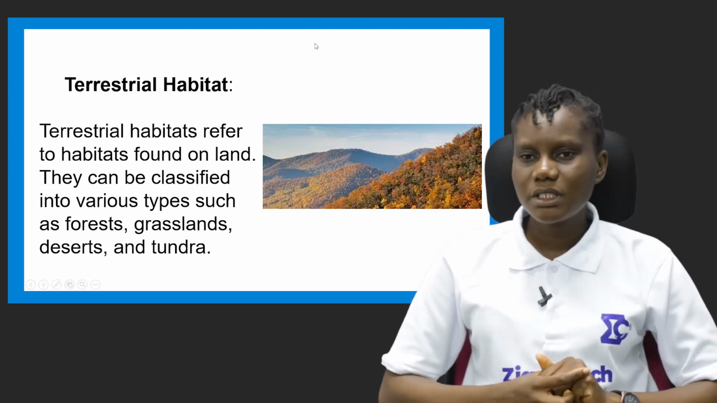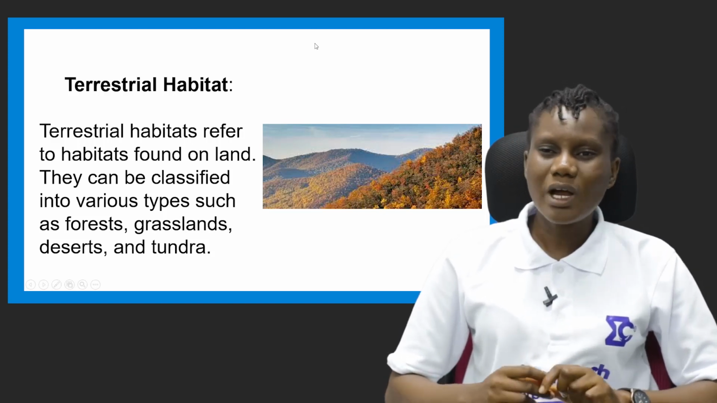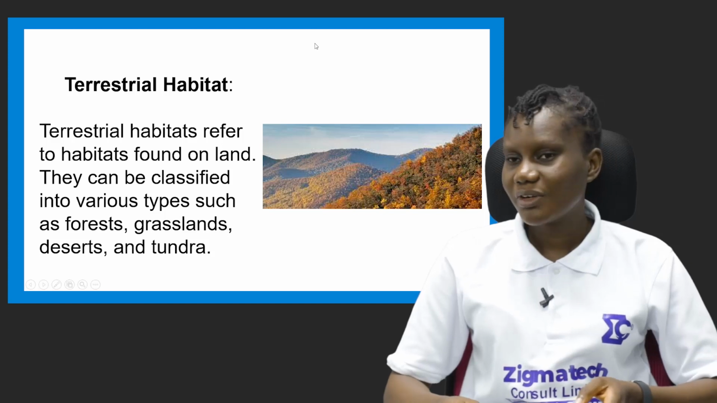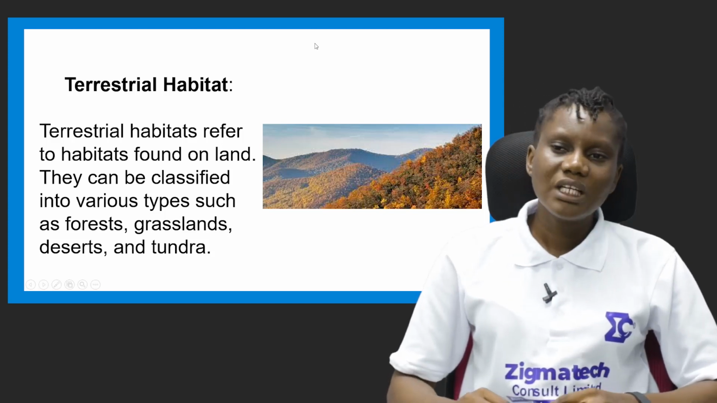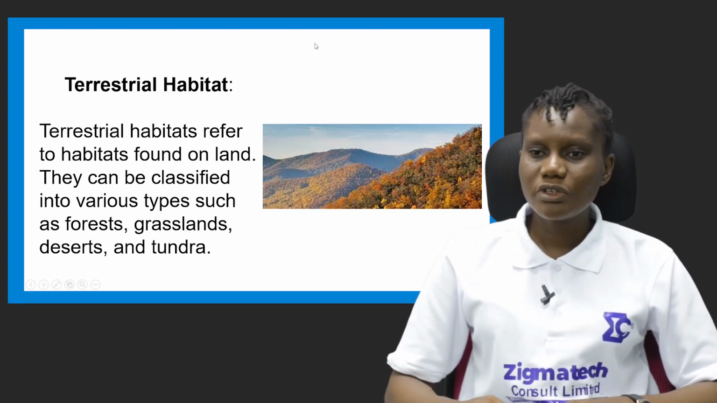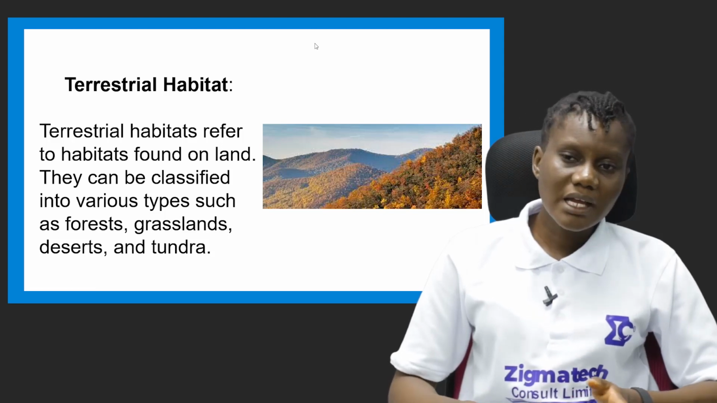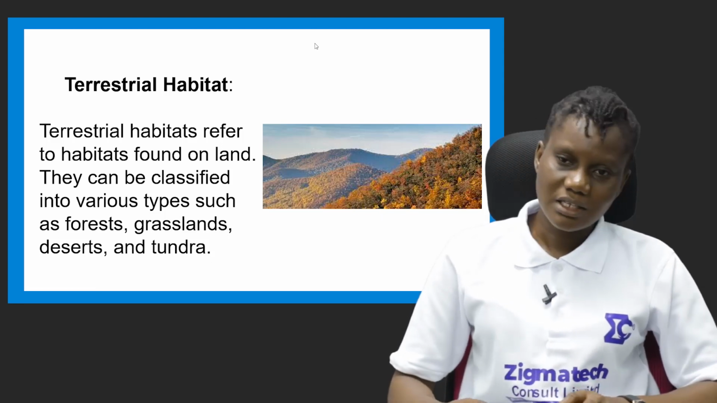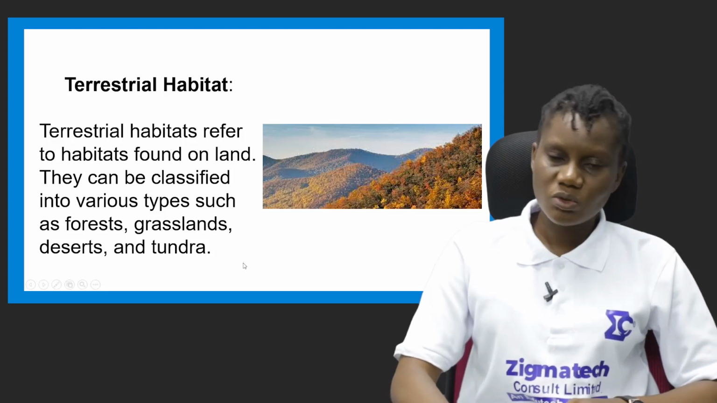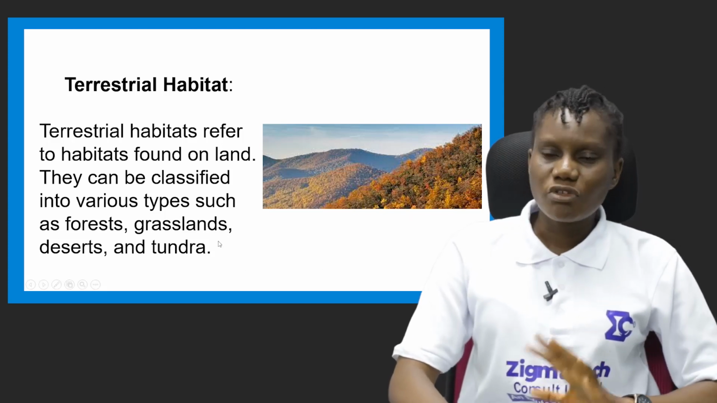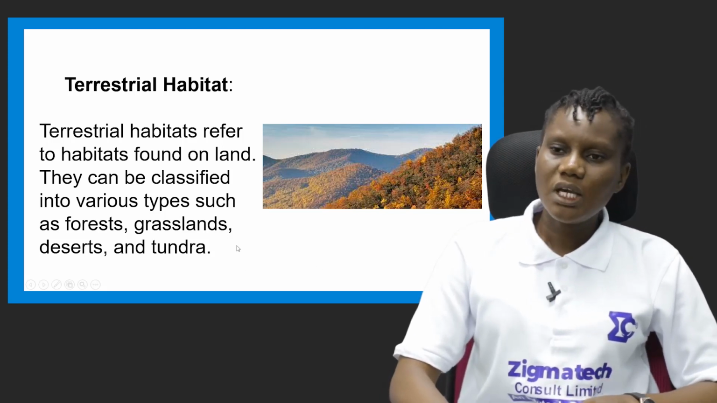Terrestrial habitats refer to habitats found on land. So they're not found in the sea, they are found on land. They can be classified into various types such as forest, grassland, deserts, and tundra. So these are various types of terrestrial habitats that we have.